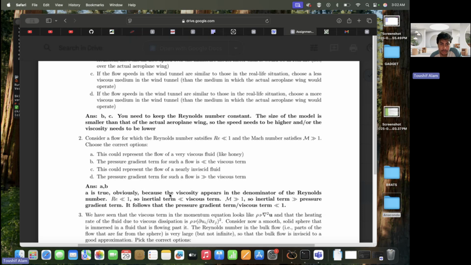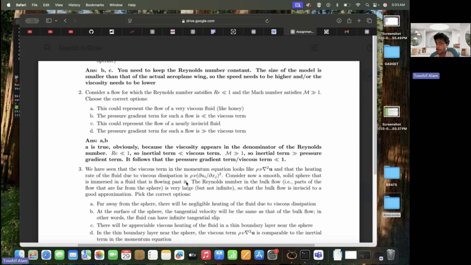Plus, in the denominator of the Reynolds number, much less than 1 means viscosity is larger. So inertial term much less than viscous term, Mach much greater than 1. So inertial term much greater than pressure gradient term. It follows that the pressure gradient term is much less than 1.